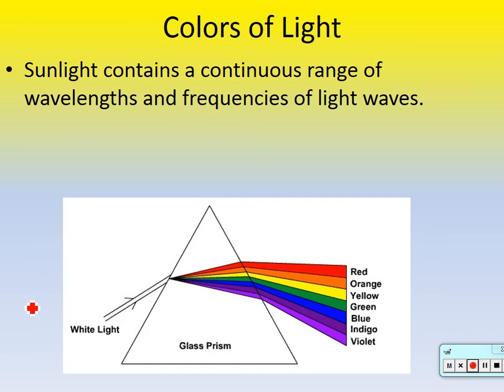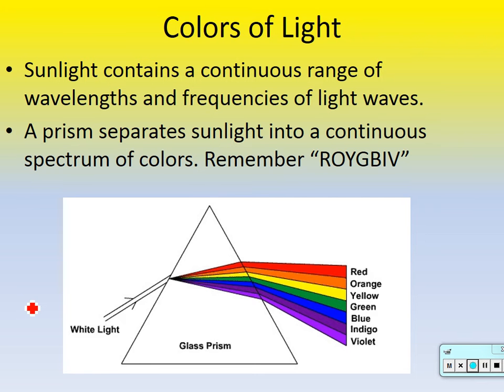Okay, sunlight. The light coming from the sun contains a continuous range of wavelengths and frequencies of light waves. So there's a lot of different wavelengths and frequencies coming from sunlight. A prism, though, has anyone ever played around with a prism? If you shine a light, I've got a picture of it right here. If you shine a flashlight into one side of the prism, it separates that white light that's coming out of the flashlight into all the different colors of the rainbow.